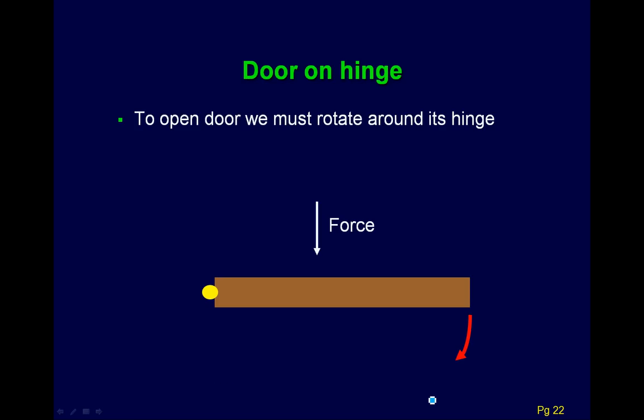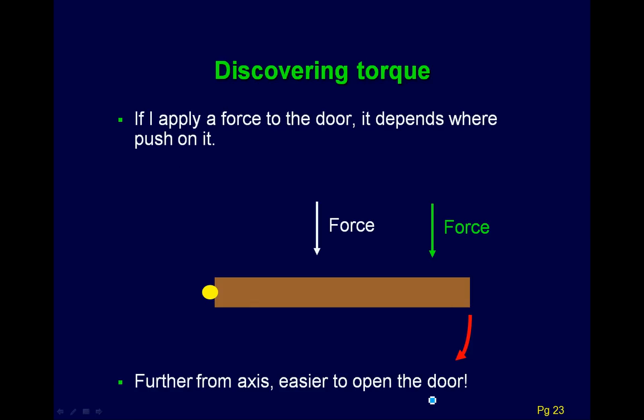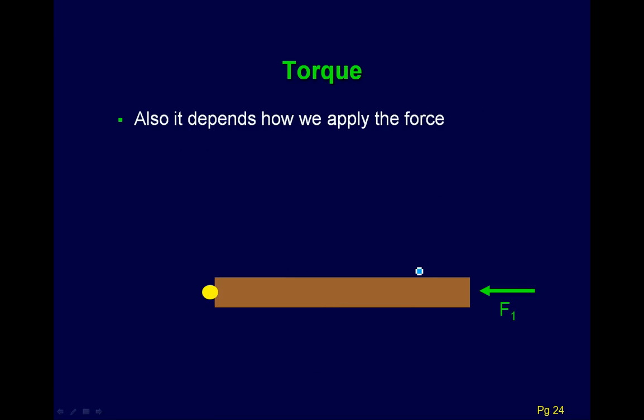Now, in this door hinge example, to open the door, we must rotate about the hinge. So it makes a difference where we push and how much we push. All right, so further from the axis, the easier it is to open the door. We talked about this before. This force is going to be more effective at opening the door. Also, it depends on how we apply the force. If you push here like this, you're just going to push the door into its hinge.